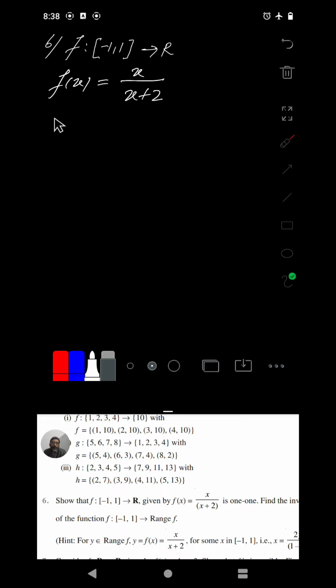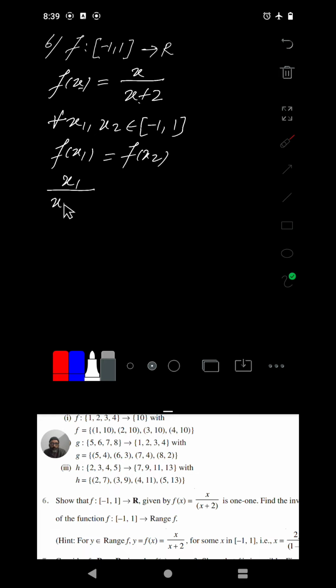So for any two arbitrary elements x1 and x2 from the domain, the closed interval -1 to 1, we assume f(x1) = f(x2). We write f(x1), which is obtained by replacing x by x1 in the function. So we get x1/(x1+2). And similarly, f(x2) is x2/(x2+2).